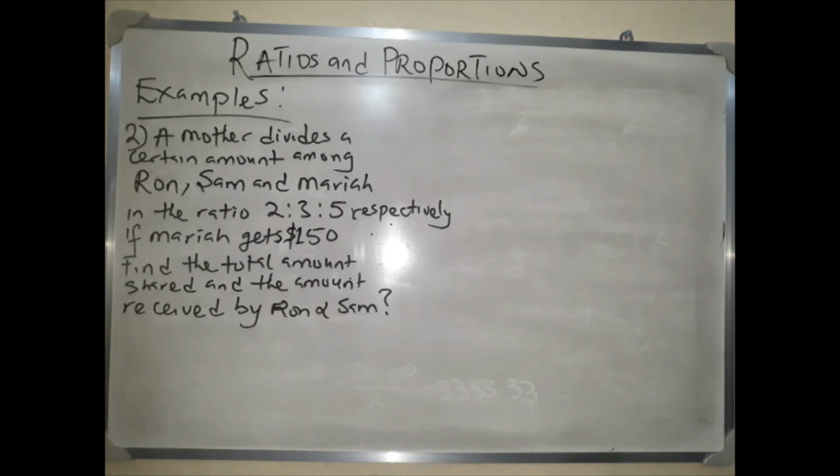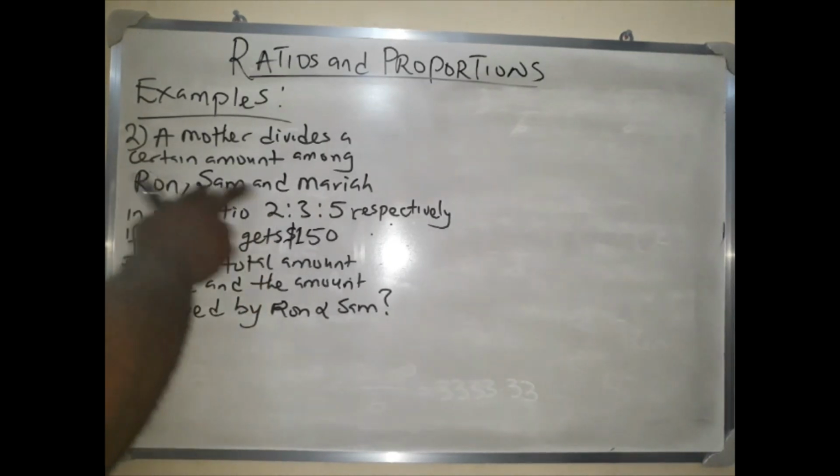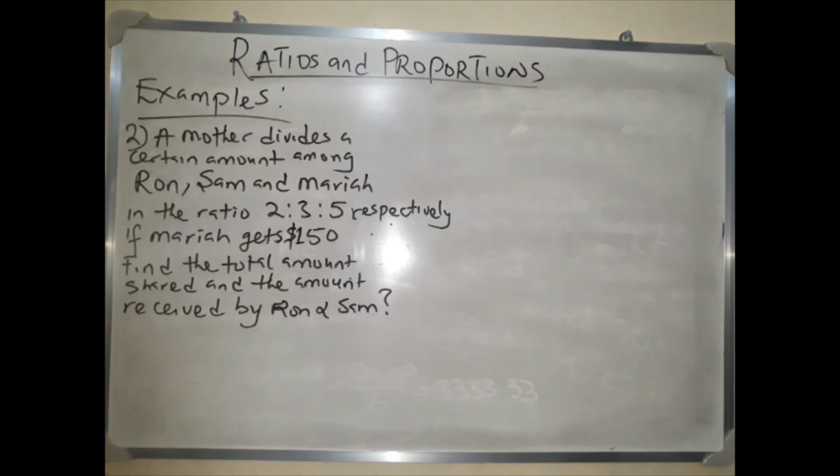Now, in the question, it says the ratio of the children in the division of the money is 2 to 3 to 5, which means that Ron gets 2, Sam gets 3, and then Mariah gets 5 in terms of the sharing of the money. Now, it gives us the amount that Mariah gets, which is $150, but we are asked to find the total amount of the money that is shared and the amount that Sam will receive and the amount that Ron will also receive. So let's get to the solution of this question.